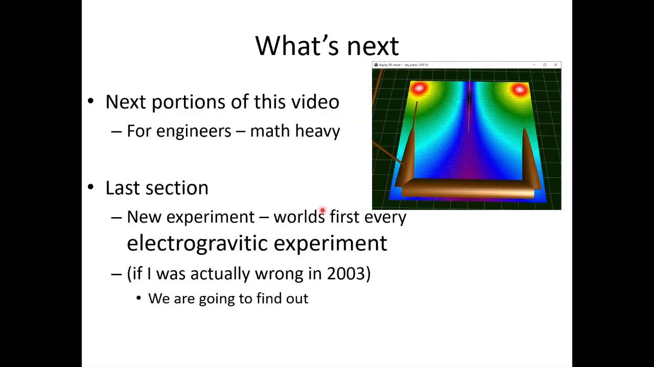It's there. Now, for those people who don't want to go through the next section, which is full of math and really strange derivations, you can skip ahead until we start discussing the experiments again. Look for this picture when you zoom ahead. That's when we're going to pick back up with the electrogravitic demonstration experiment. Again, this experiment assumes that I was actually wrong in 2003. I hope I was wrong, because this is going to be a cool experiment.